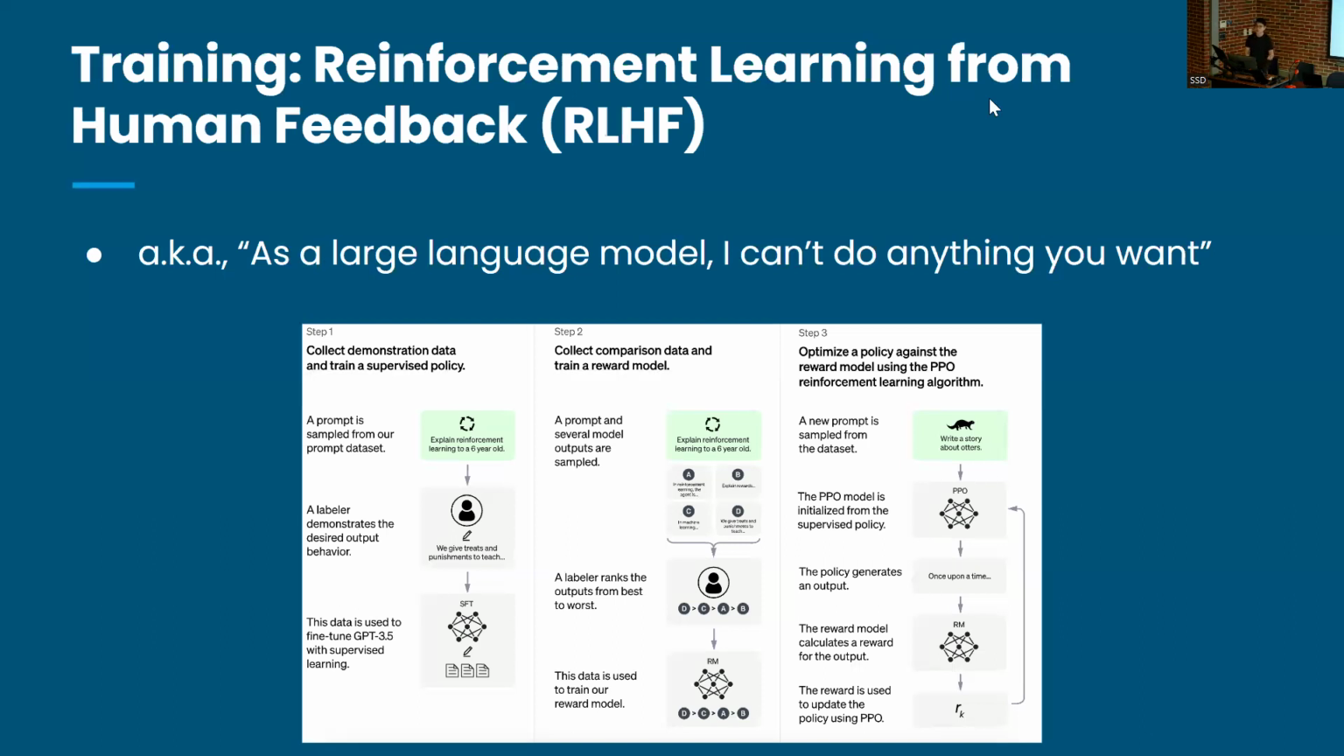RLHF is an application of reinforcement learning to large language models. In particular, the idea is you take a set of responses from the large language model. The large language model can generate multiple different responses. So you collect, for example, 4 different responses from the model, and you have a human rank them in order of best to worst.